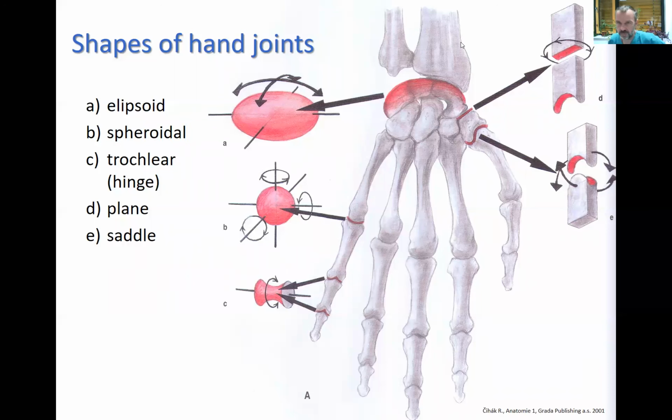Okay, so that's all. That's all for today and for the joints of the upper limb.